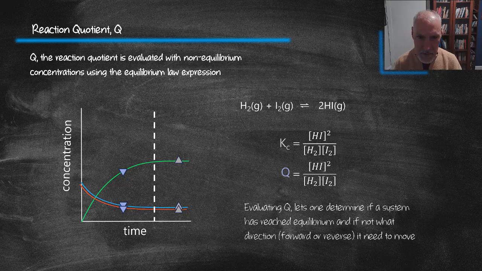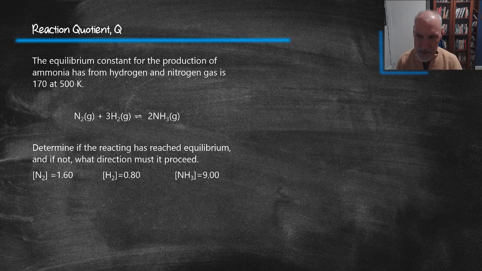Evaluating Q lets one determine if one is at equilibrium, and if not, what direction the reaction needs to proceed, either forward or reverse. Let's look at an example.